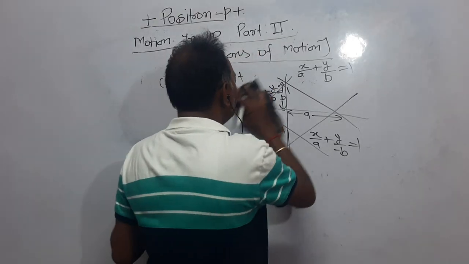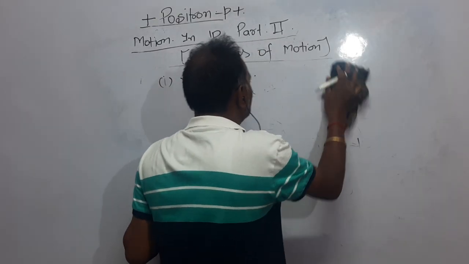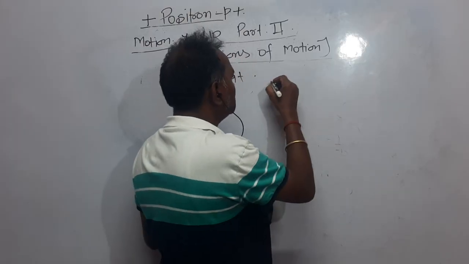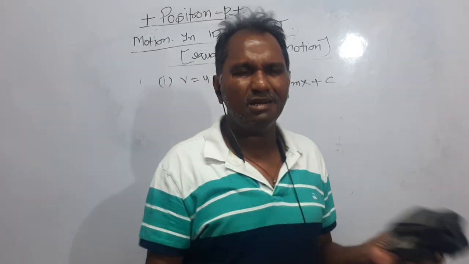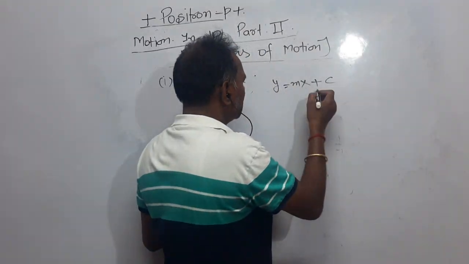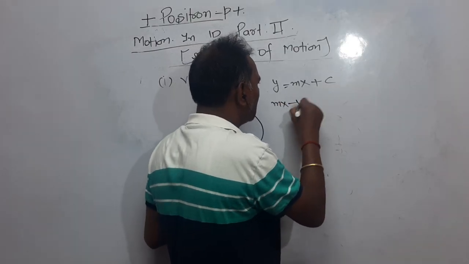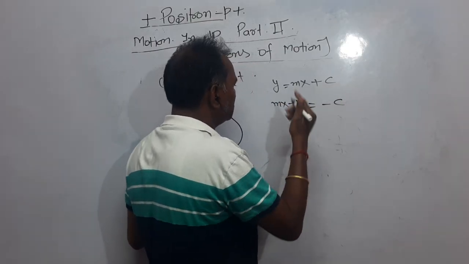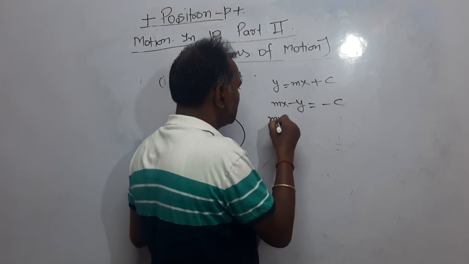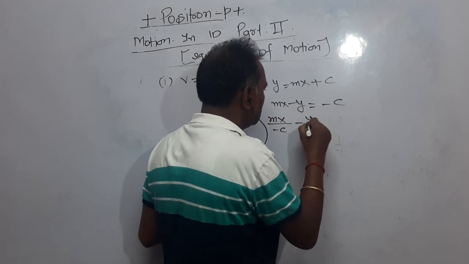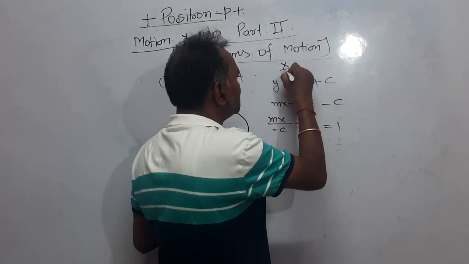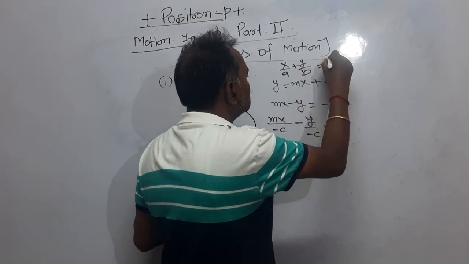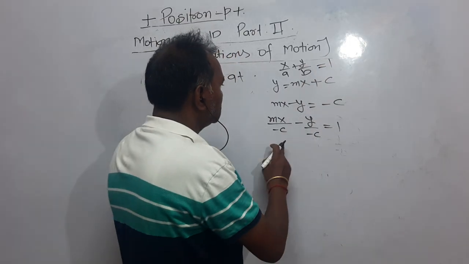For example, if you have to plot y is equal to mx plus c, just learn many methods, but apply the one method on which you are very much confident. Bring this y to this side and c to that side. Divide by minus c. Dear students, mx upon minus c minus y over minus c. Here should be 1. In the standard equation x upon a plus y upon b is equal to 1, right? So here should be 1.